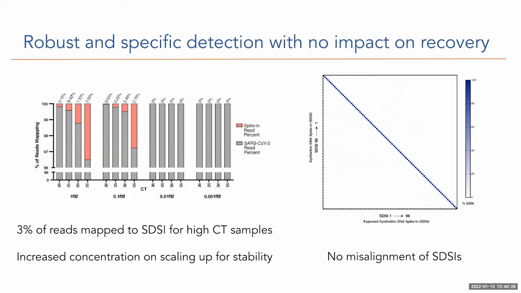So we settled on 1 femtomolar initially. We've upped that now that we've scaled this up, just to allow them to be a bit more stable for a longer period of time. We sequenced the spike-ins by themselves. We checked, theoretically, we knew that they shouldn't hit to other species, nor should they misalign to each other. And that indeed seemed to be the case. They were very specific: the first spike-in only mapped to the FASTA of the first spike-in, and so forth.